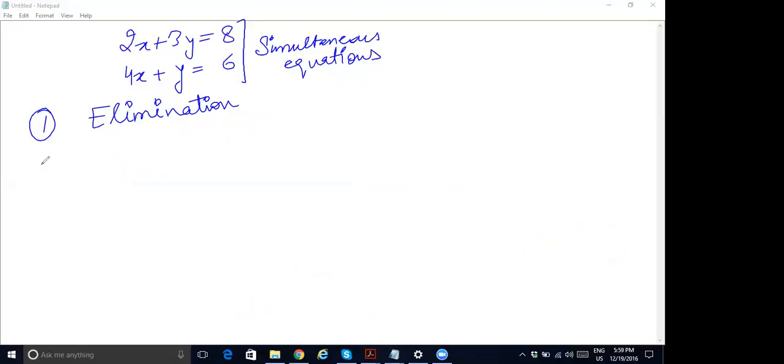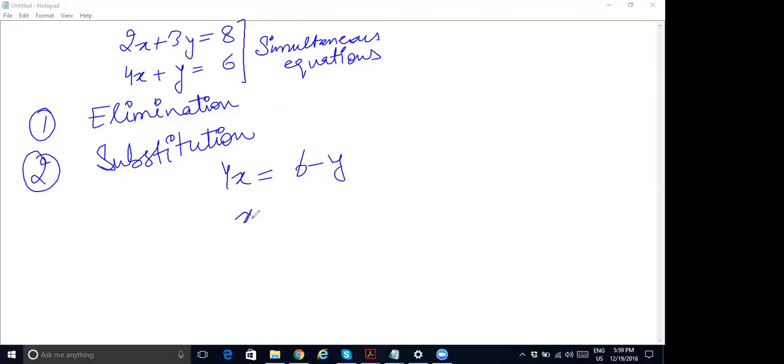Second is by method of substitution. In substitution, we have to substitute the value of a variable from one equation into the other equation. Like, for example, from 4x is equal to 6 minus y, x is equal to 6 minus y by 4, and then put that 6 minus y by 4 into 2 times that plus 3y is equal to 8.